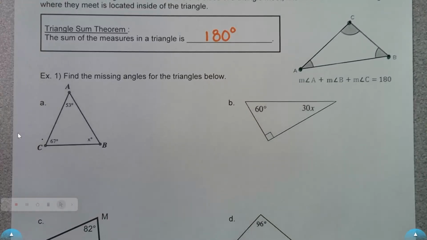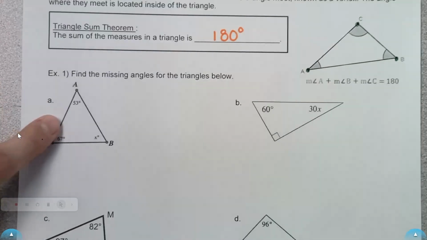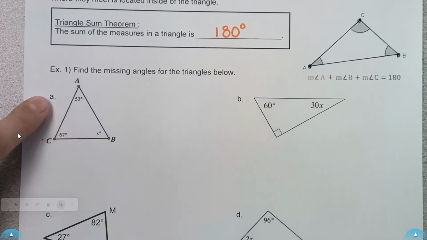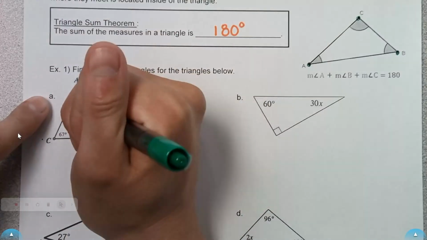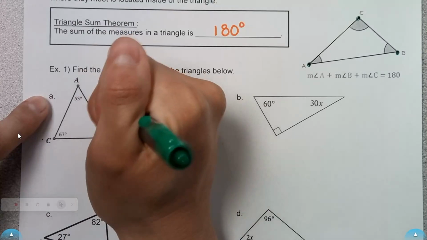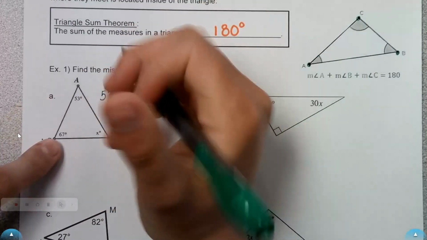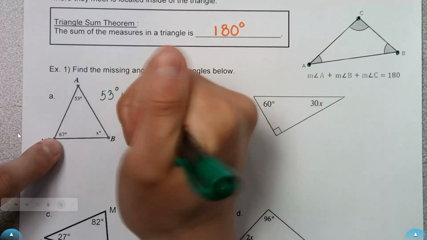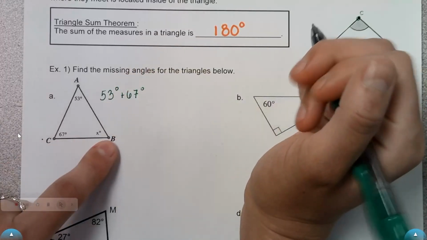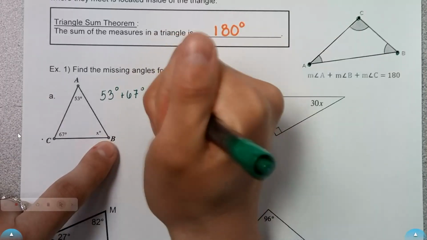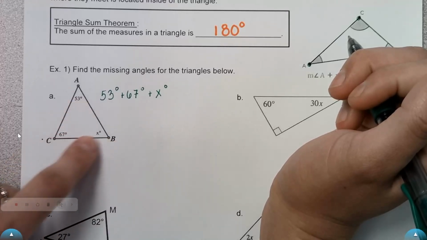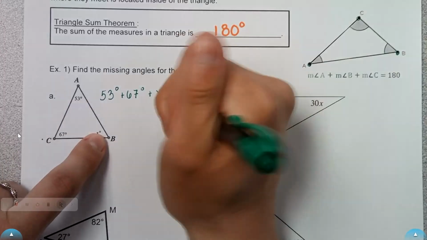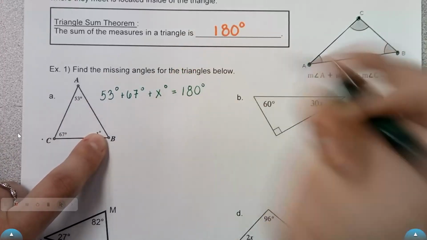Okay, we're going to apply that to the following 6 examples. So I'm going to look at letter A first. Okay, there are 3 angles in my picture. The top one is 53 degrees. The bottom left one is 67 degrees. This one in the corner is x degrees. So I know when I add those 3 angles together, remember the angles are the insides, they should equal 180 degrees.